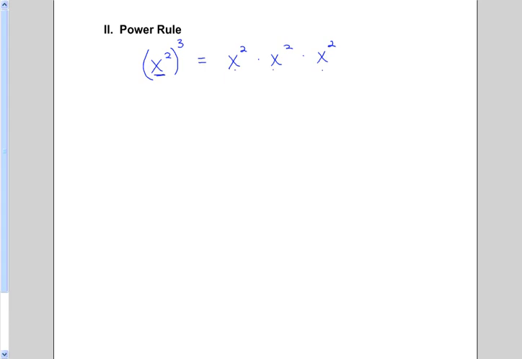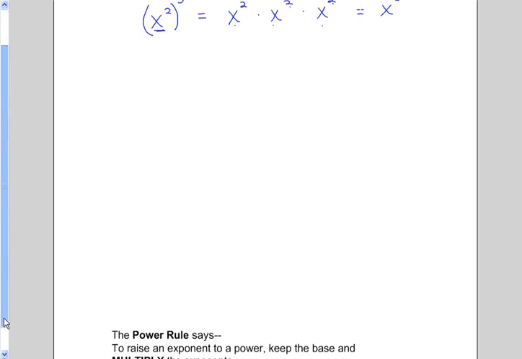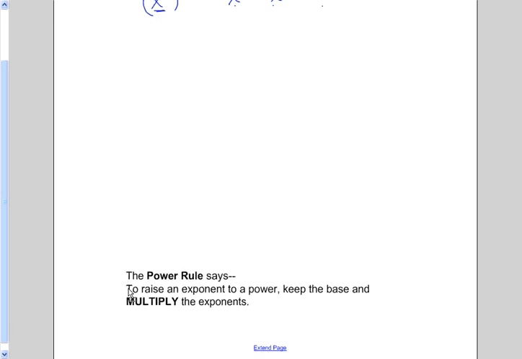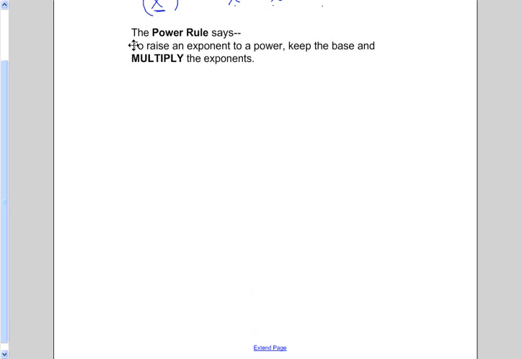So if I go back to the product rule, what would it tell me to do with these exponents? X squared times x squared times x squared, we would add up the exponents, so it would be x to the sixth. Again, if our numbers get larger, we don't want to have to do that every single time. So the power rule gives us a shortcut. And here's our definition for the power rule.